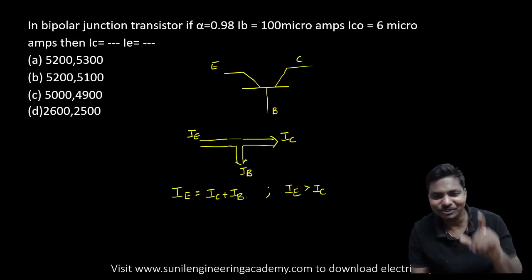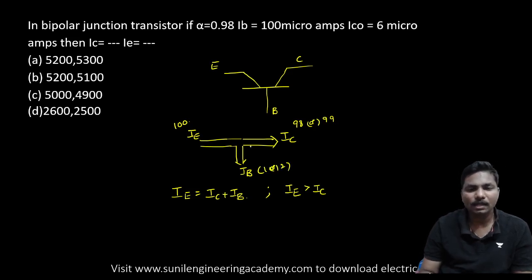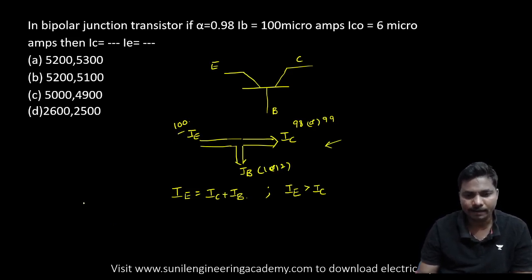I think some of the students are still not getting it. No need to worry. If you are sending 100% as IE, then IC may be 98 or 99, and IB is the remaining 1 or 2. This is true for any type of transistor. If you are sending IE as 100 amps, then IC is 98 or 99, and IB is 1 or 2%.